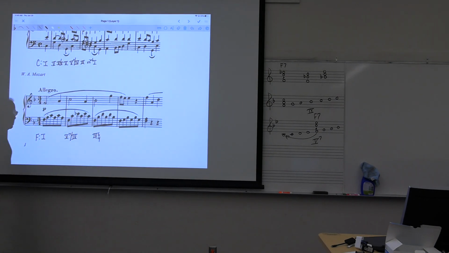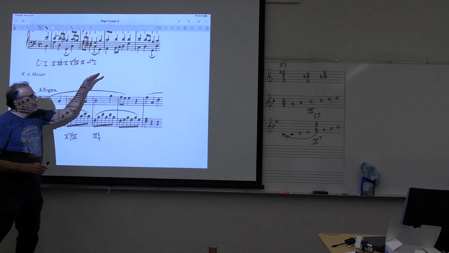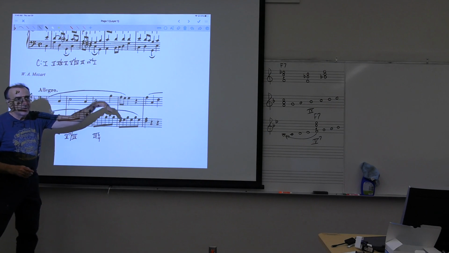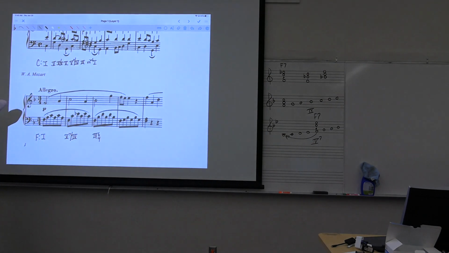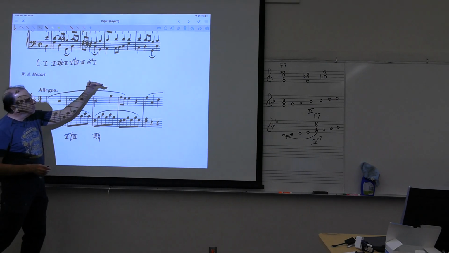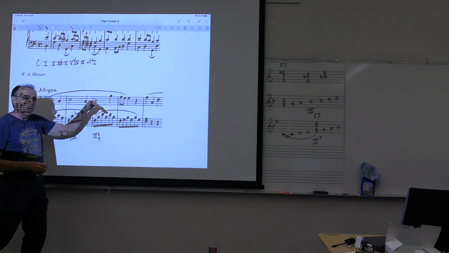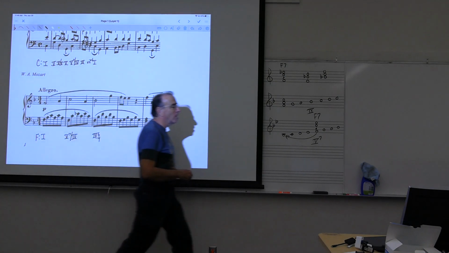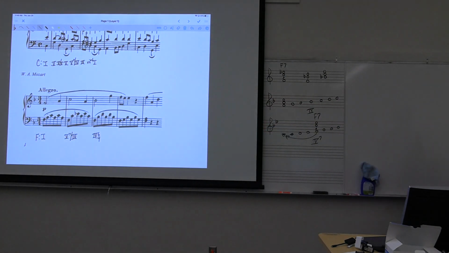So what's the name of that non-chord tone? Where I approach it by leap, you can leave it by step. Italian term? Appoggiatura, yes. Approach by leap, left by step, usually in the opposite direction. And this is such a typical appoggiatura. Let me just play. I'm going to play block chord.